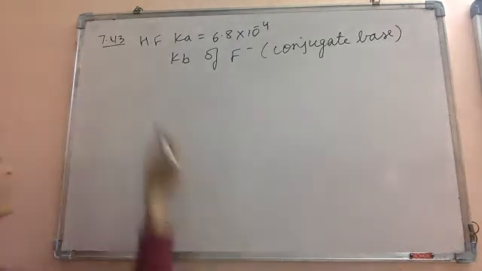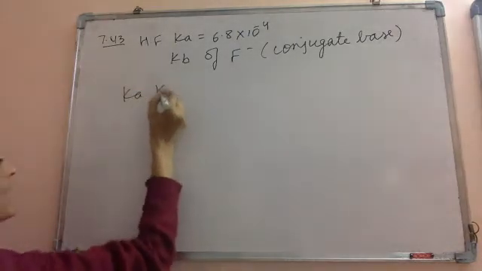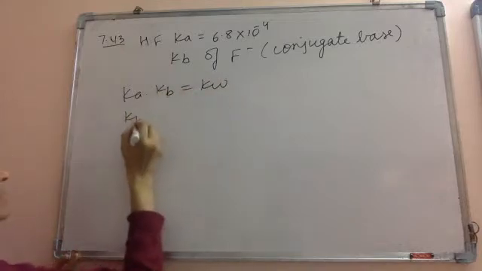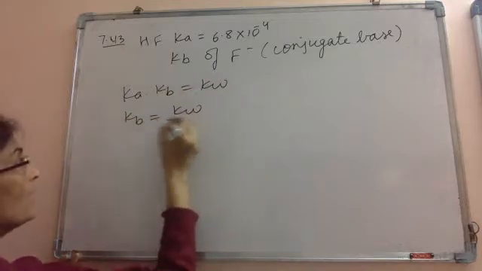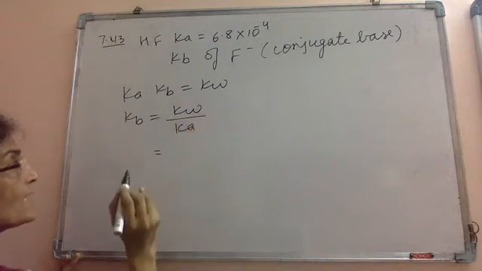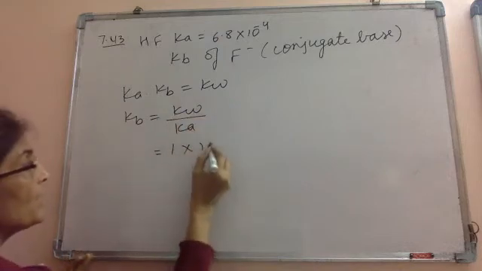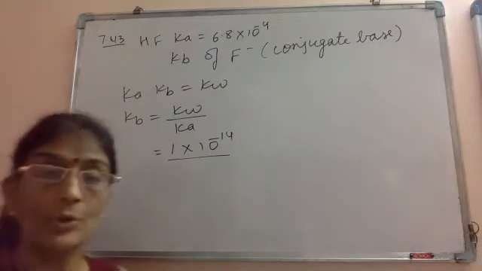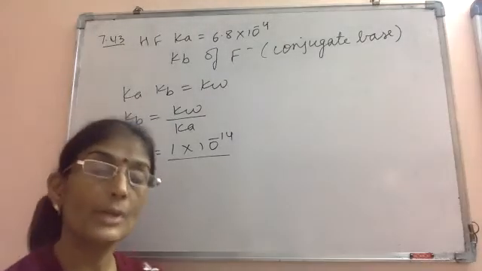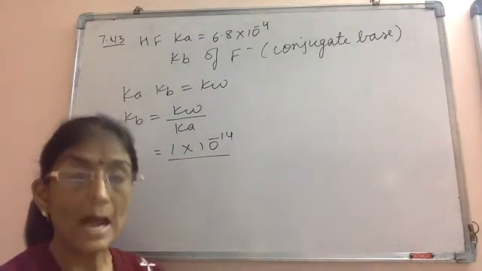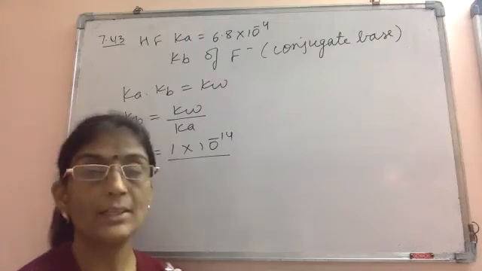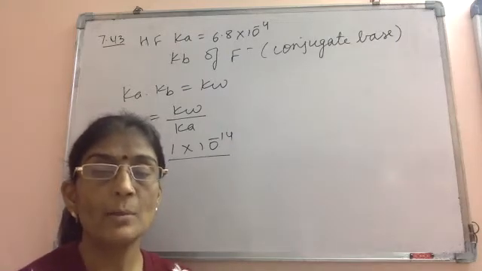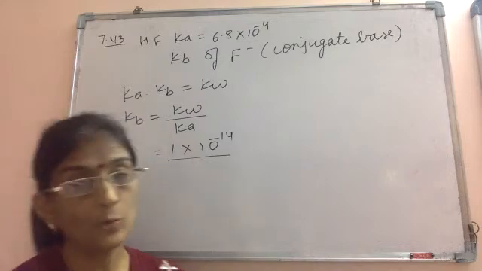Now we know that Ka multiplied by Kb is equals to Kw. So Kb will be Kw by Ka. What is Kw? 1 into 10 to the power minus 14. It is constant. Ionic product of water. Product of concentrations of ions of water. Fix होता है 298 Kelvin पे. That is 1 multiplied 10 to the power minus 14.